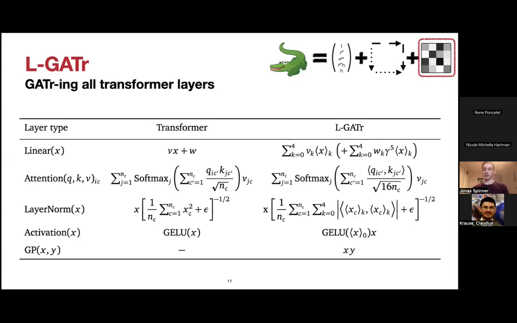For instance, if we take the linear layer, then for the transformer, this is just a linear operation. And for L-GATr, we now have to be a bit more careful. What we do is we use this crate projection operator. This is the brackets. And if k is 0, this gives us the scalar crate. If k is 1, this gives us the vector crate, and so on. And then we just sum over our 5 crates. And each crate gets one learnable coefficient. This is the first term, and the second term is a bit more subtle.